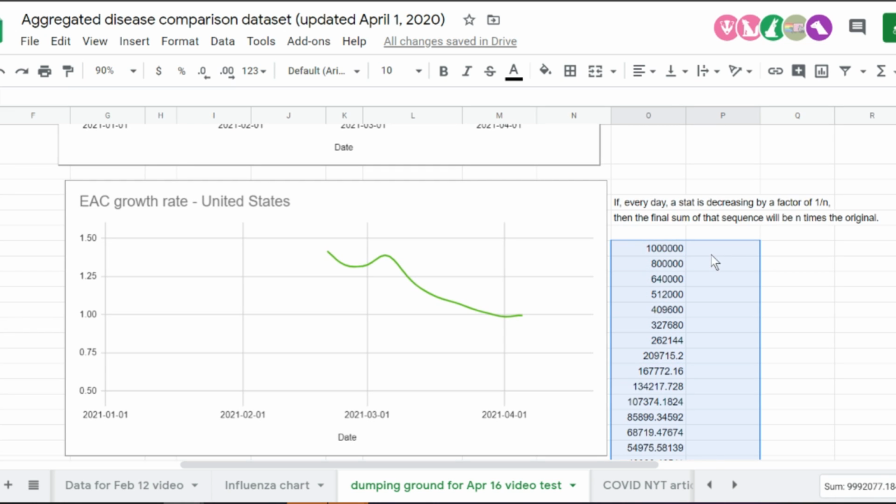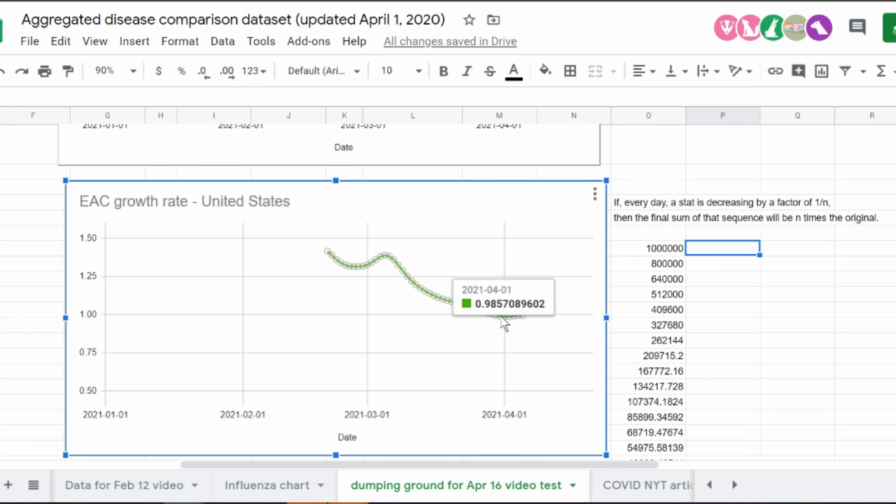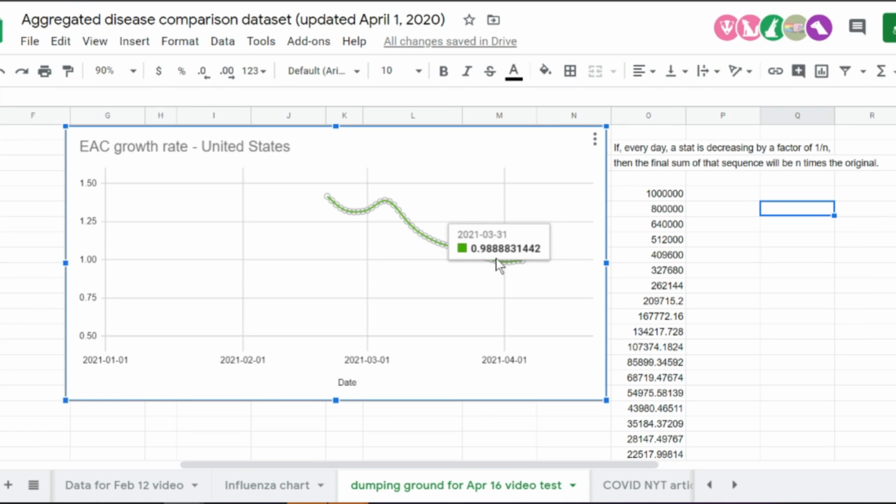So why is that relevant? Well, you may be cheering on United States' ability to get their growth rate to 0.9857. That's the lowest it got on April 1st. But that means every new day, we're dropping about 1/60th new cases. So in this case, n equals 60. That's because 59 over 60 is about 0.985, roughly. This is a ballpark estimate.